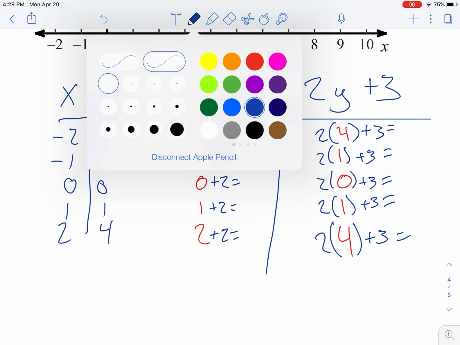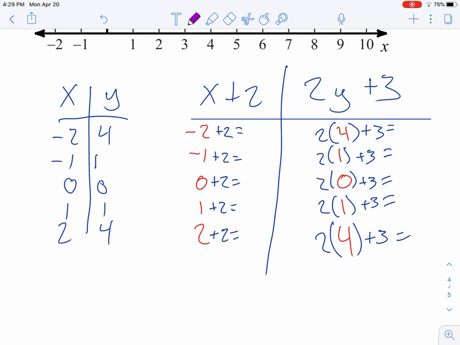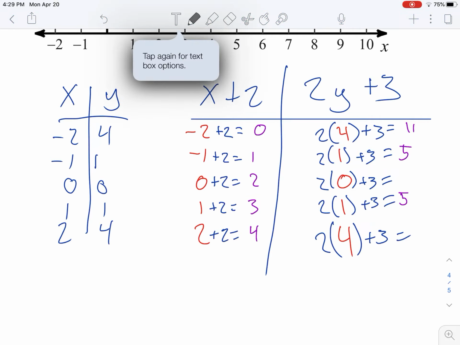Okay, and then all we're doing from here is calculating these out. So 0, 1, 2, 3, 4. Over here, 2 times 4 is 8, plus 3, 11. 2 times 1 is 2, plus 3, 5. 2 times 0 is 0, plus 3, 3. We're going to get 5 here. Sorry, my other 3 kind of looks like a 5. Let me fix that. And then 11. 2 times 4 is.